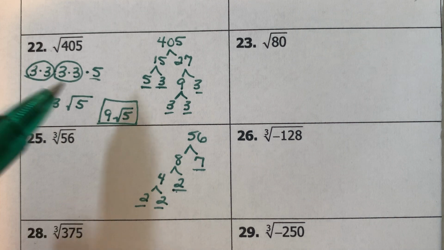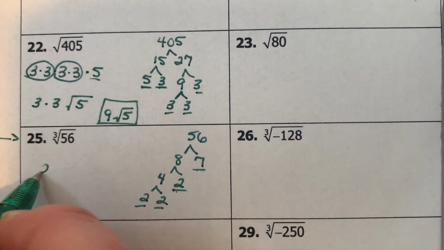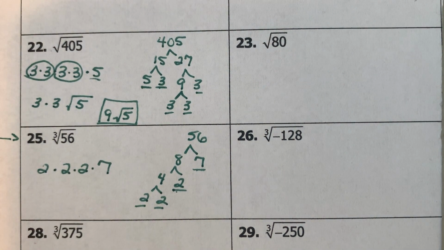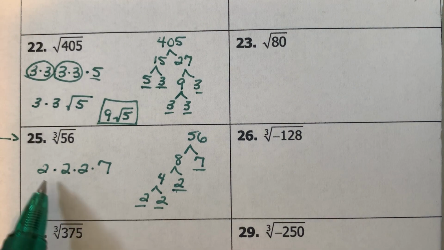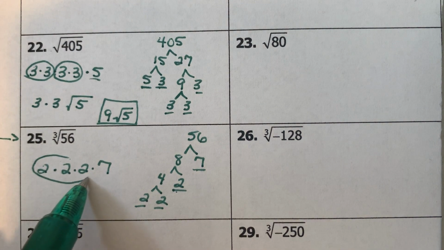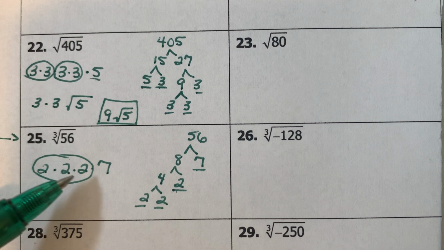So now, just like here where we wrote out our factors, we're going to do that here too. So 2 times 2 times 2 times 7. So remember, up here, square root, looking for 2 of a kind. Down here, cubed root, looking for 3 of a kind. So in this case, we do have 1, 2, 3 2's. So that is going to be our set. Instead of just 2 of them, we have 3 of them.